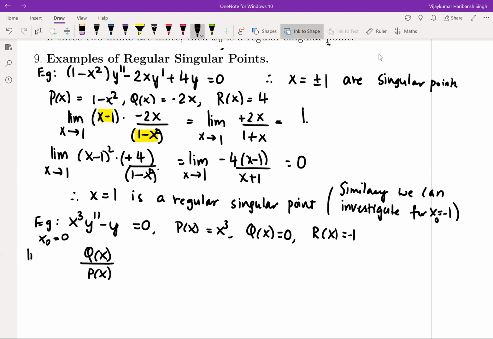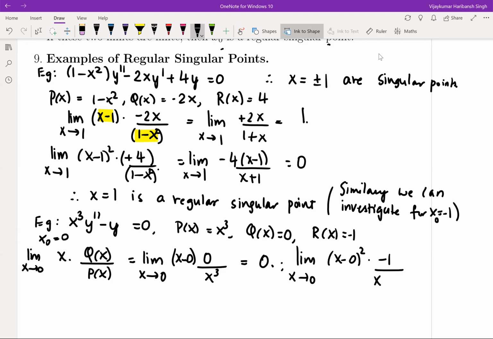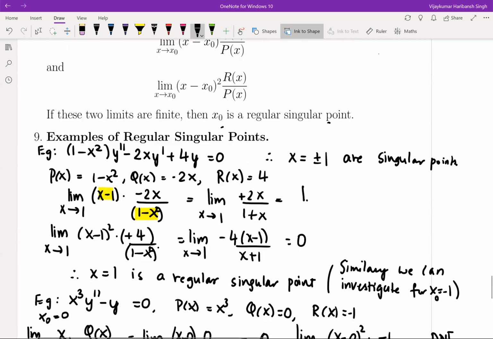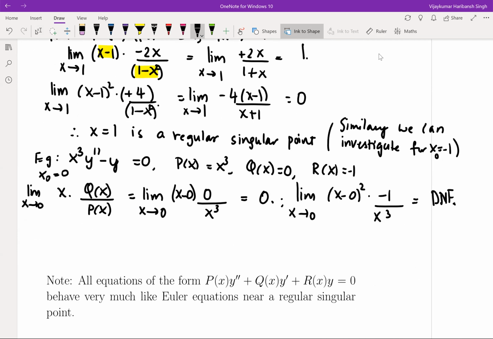So the limit as x goes to 0 of x times Q(x) divided by x cubed. And what is Q(x)? Q(x) is simply 0, so (x minus 0) times this is 0 right away. However, the limit as x goes to 0 of (x minus 0) squared times R(x) divided by x cubed is essentially, as x goes to 0, minus x squared upon x cubed, which is minus 1 upon x, and this does not exist, right? So this limit is in some sense infinite. Therefore, x equals 0 is not a regular singular point.